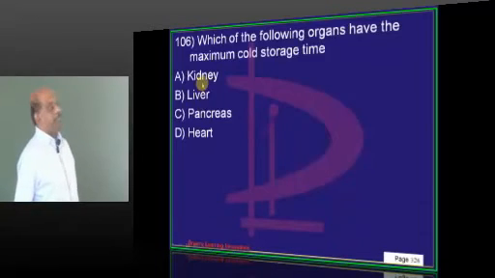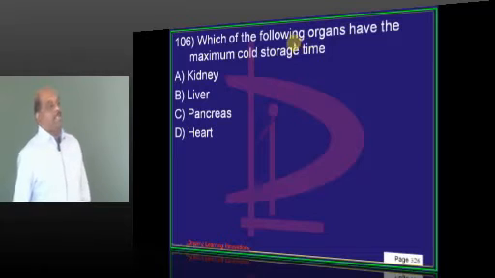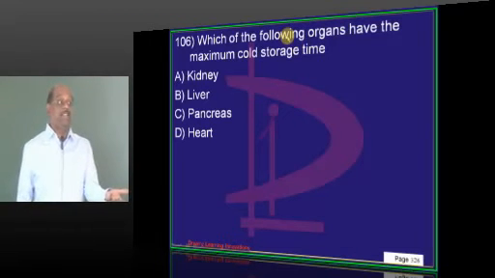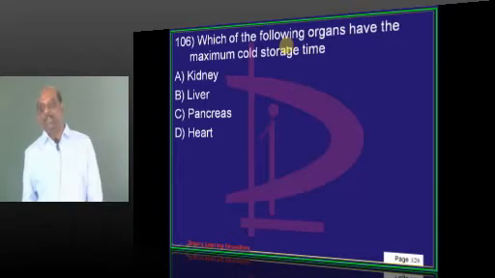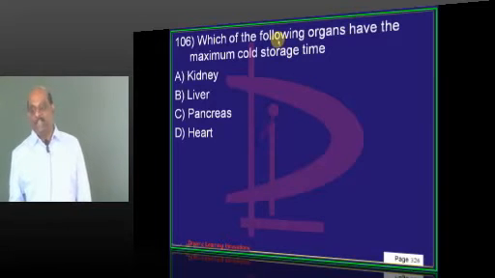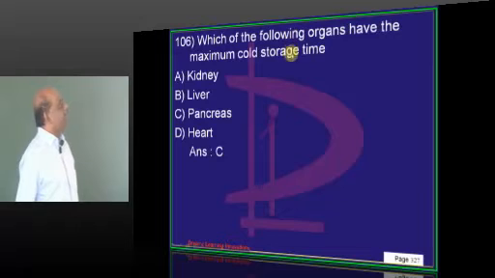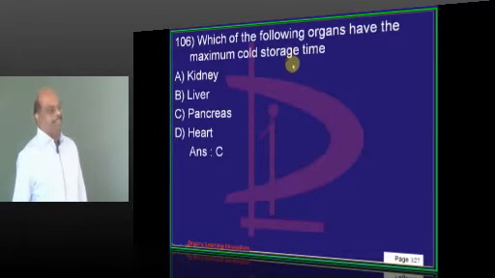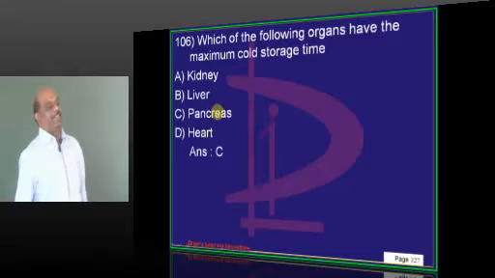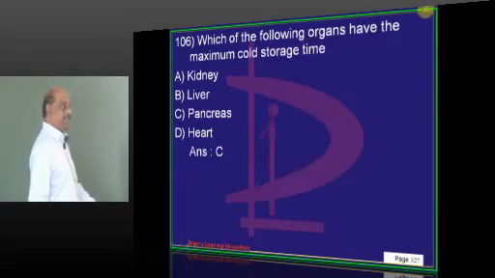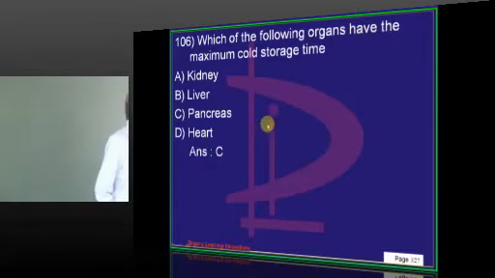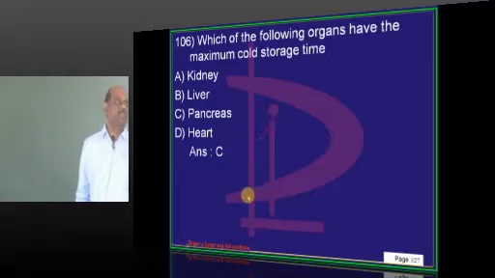Maximum cold storage time, because transplantation is there. This question everybody will answer, those who prepared well. Bolo Asha, what is your answer? Wrong answer? Liver. You thought liver, pancreas. Liver is a very reasonable wrong guess. But at least you tried a guess. Cold storage time of all organs you must know, doctor.